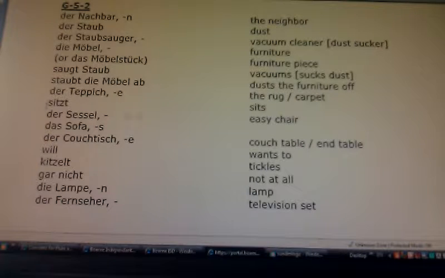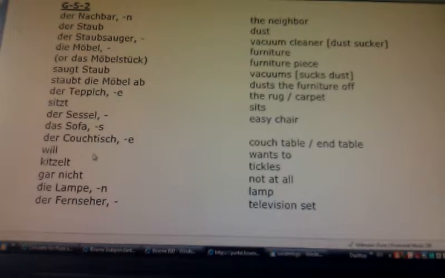Anyway, sitzt means sits. Of course, we've had that since chapter 1. Der Sessel, that is a word for an easy chair. It's not a Stuhl, okay? A Stuhl is a stool or chair. And a Sessel, yeah, it's a chair, but it's like a lazy boy with a bunch of pillows in it, some kind of comfy easy chair sort of thing. And das Sofa, of course, is an English word, sofa. Same thing as with couch. And here, der Couchtisch, a couch table, would be like an end table or something like that. They do use the English words there.